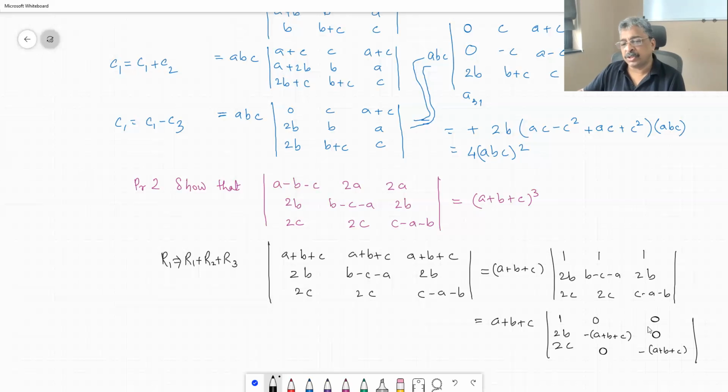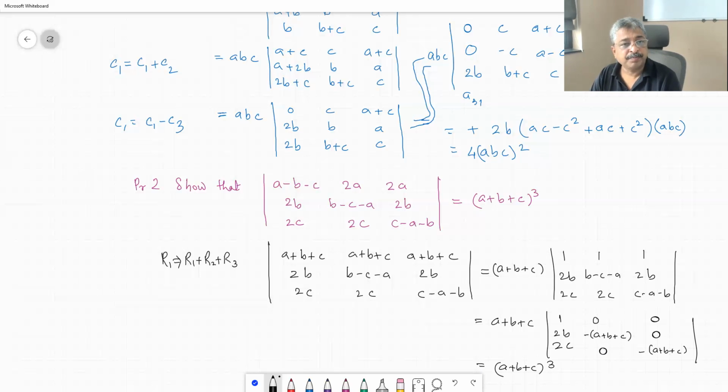Now you have three zeros like this, a lower triangular matrix you have got, and therefore the product of the diagonal is going to be the determinant, which is 1 into these two, the minus sign will get cancelled, you get A plus B plus C bracket cube.